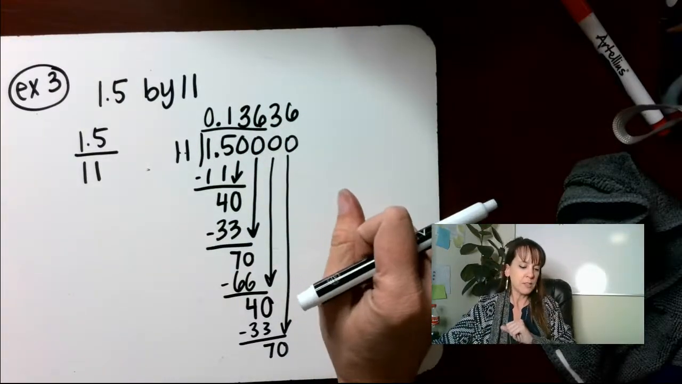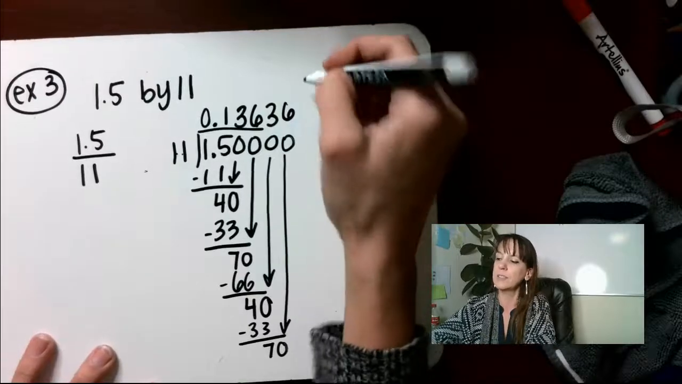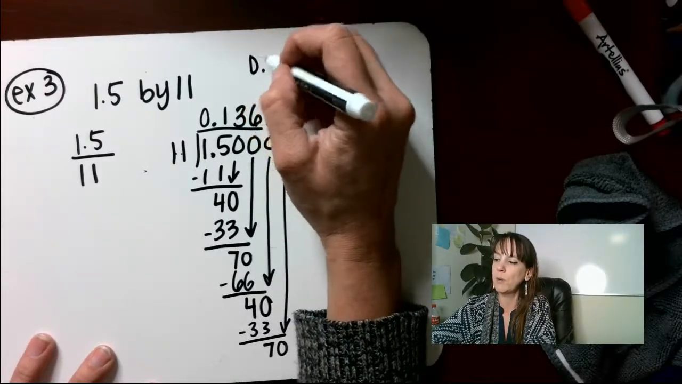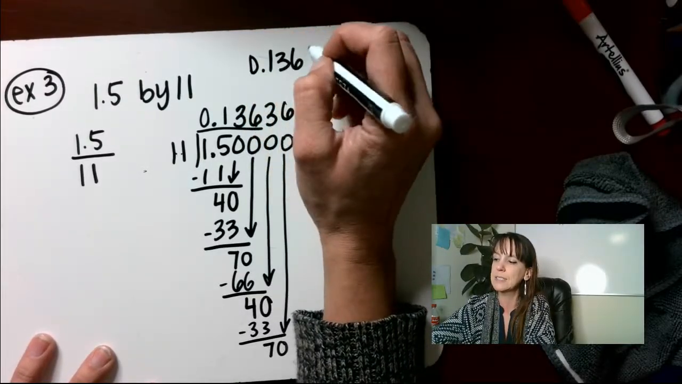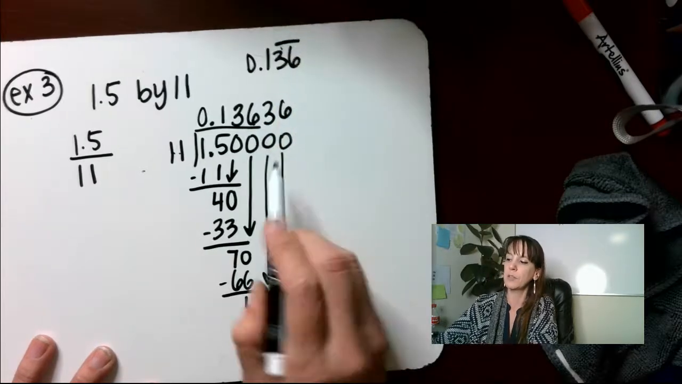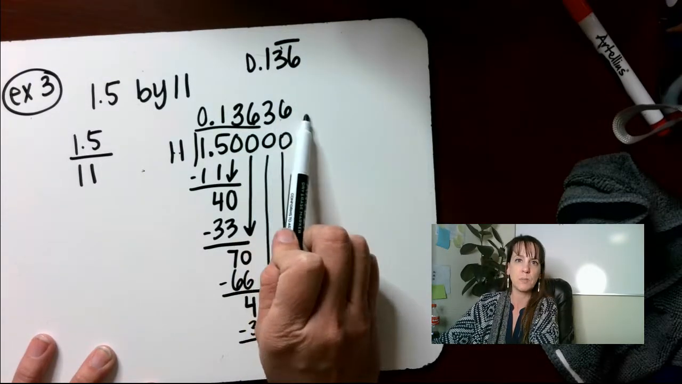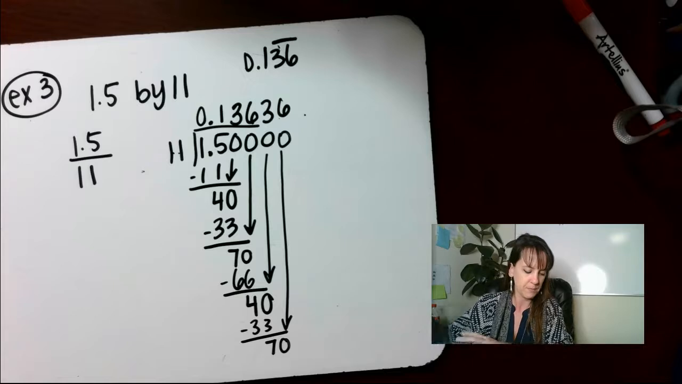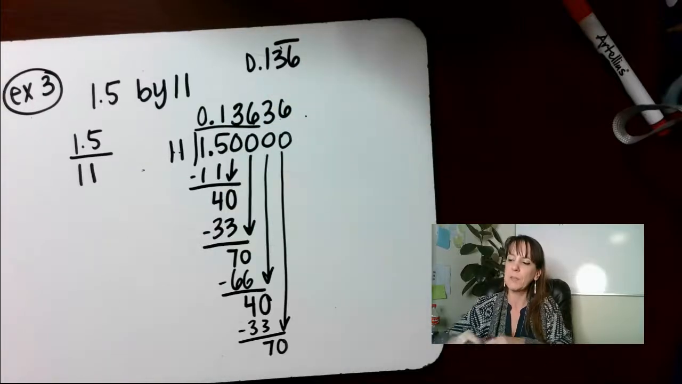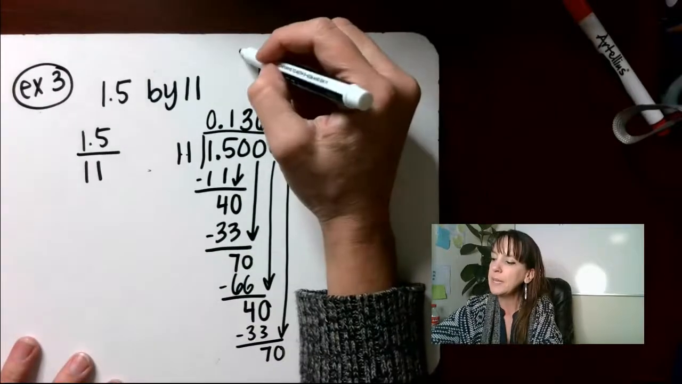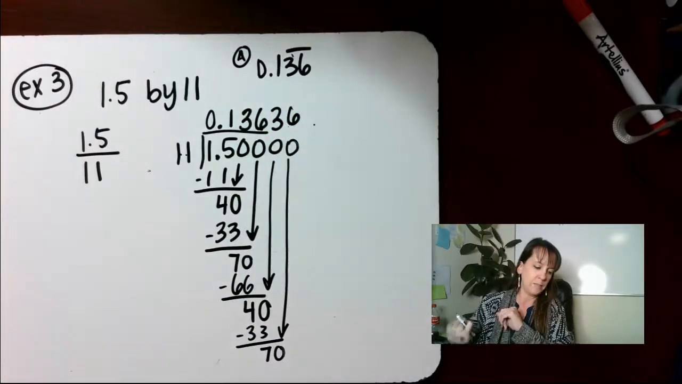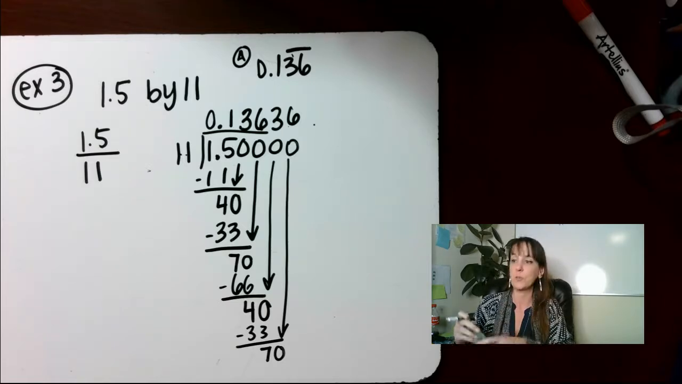When this happens, you can go ahead and write it. So you would write 0.136, and you would put the repeating bar over the 36, because you can see that that's what's going to be repeating. Okay. So this was A. And then for B, it says, round this to the nearest hundredth.